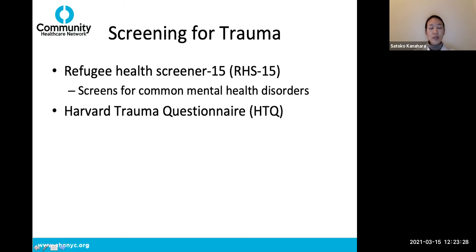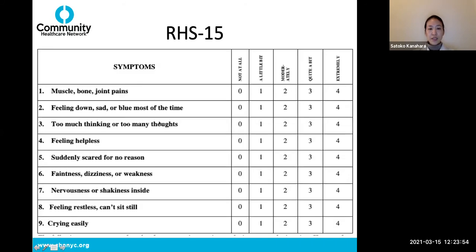We use regular ones like PHQ-2 and PHQ-9, but in addition, in our organization, we use a screening tool called the Refugee Health Screener 15, or RHS-15, which has been specifically validated for the refugee population. Another popular one is the Harvard Trauma Questionnaire. Most of the places that see refugee patients have some kind of screening for trauma that looks at mental health needs. So this is just some of the questions that people ask. We use the RHS-15 as the refugee health screening. Similar to other screenings, it looks for somatic pains like bone and joint pain, feeling down. So we go through these questions to identify patients who might need mental health care.